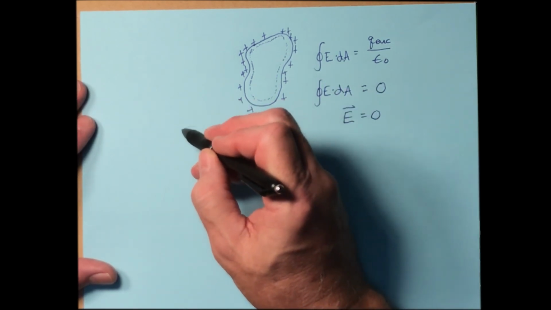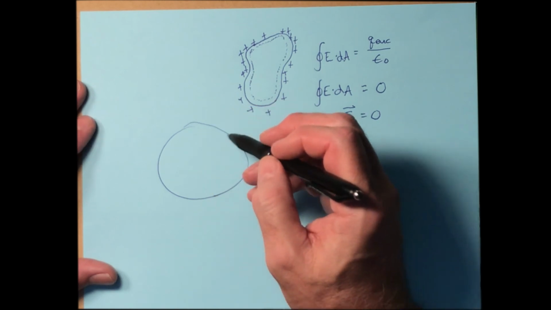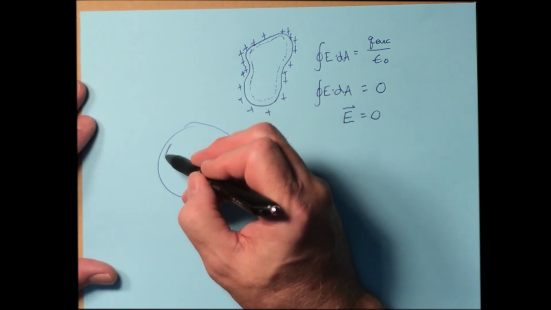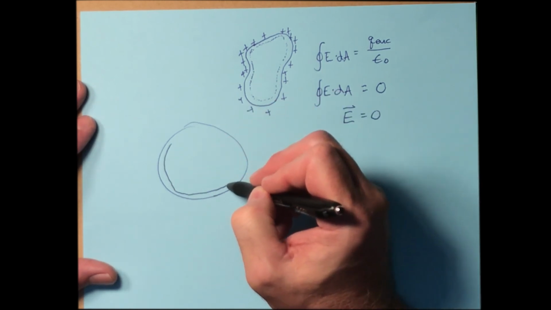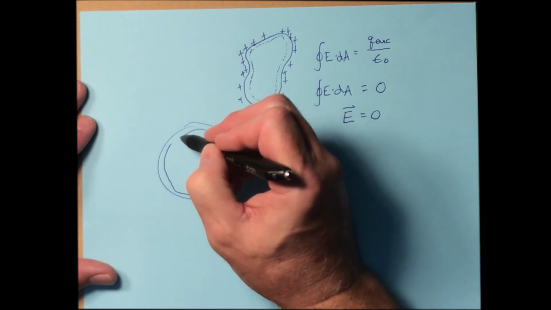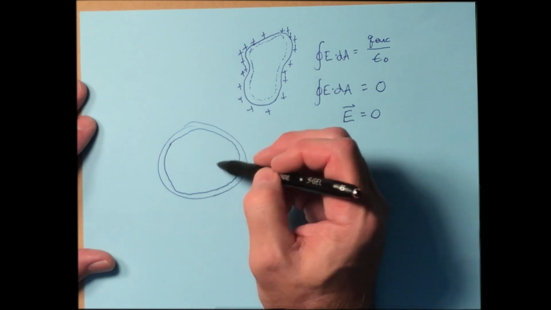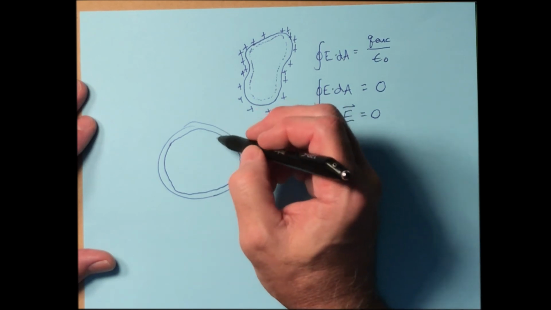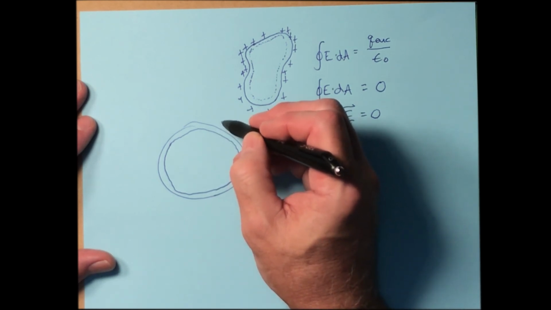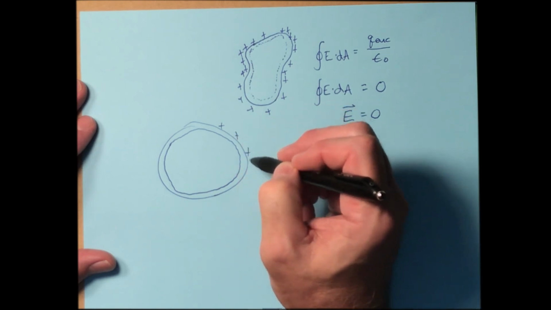Even if you had something like this, even if you have, let's say, a cannonball and it's hollow and it's really thin here. So the interior here is hollowed out. Now we put positive charge on this. Where does the positive charge go? It goes to the surface.